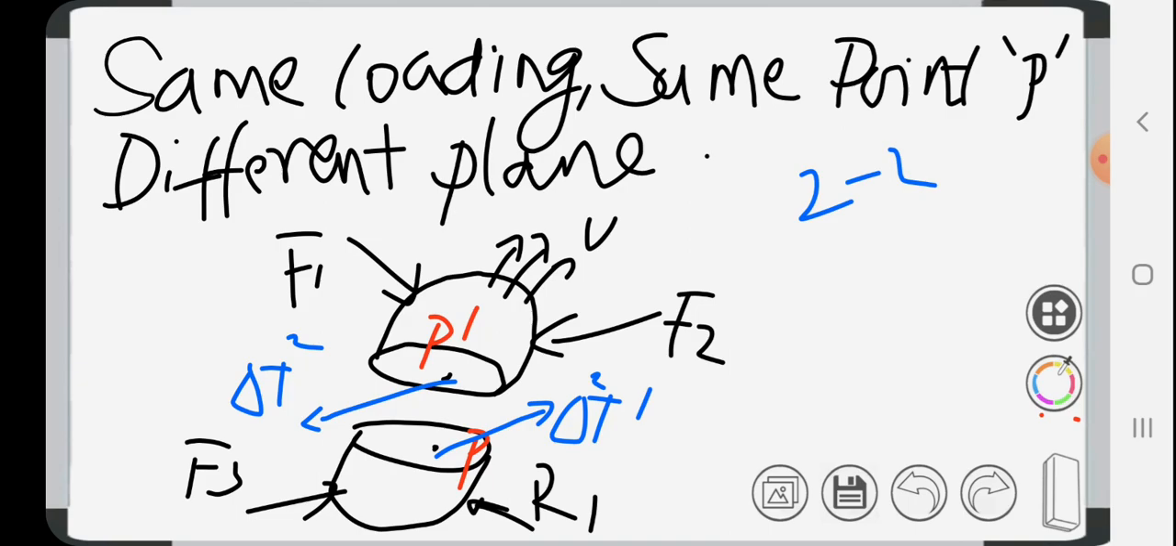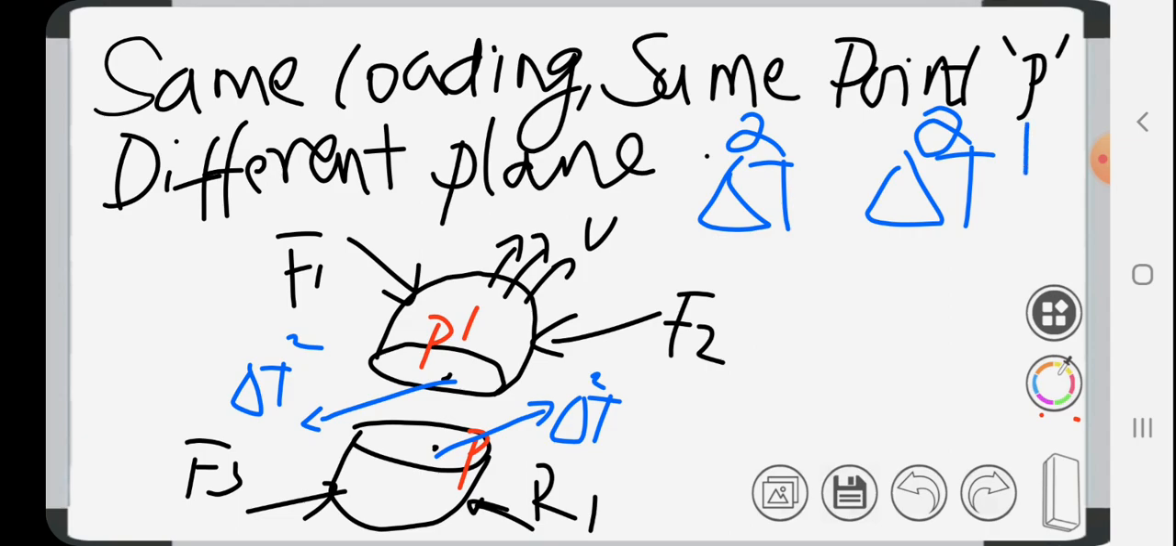So what will happen? Through the same point P, some internal force may act, but the direction and the magnitude may be different. So delta T2 and delta T2 dash. Both are equal and act in the opposite direction, right?